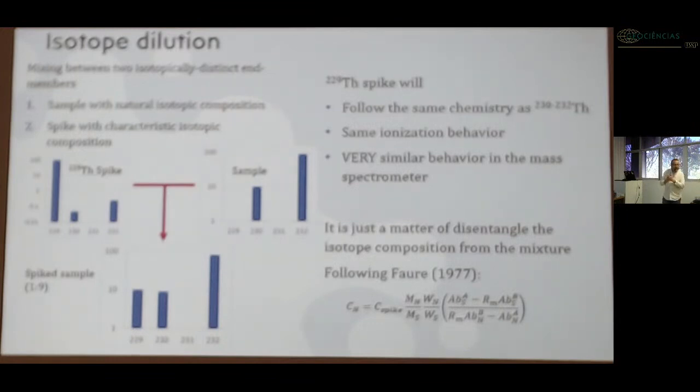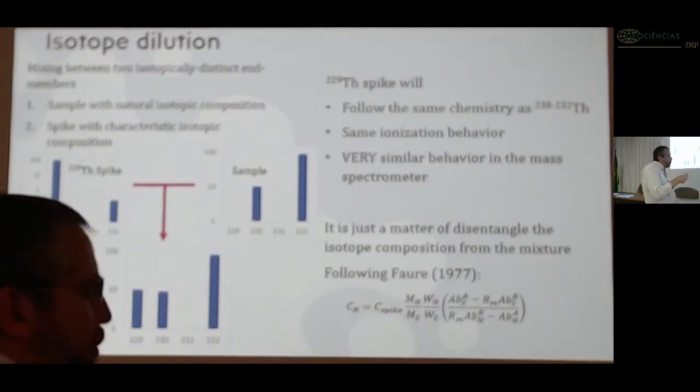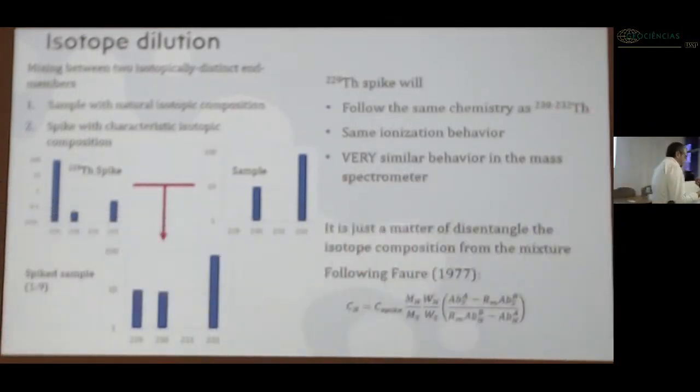Yes, we're getting a mixture of our spike with the sample, and because we have this spike at a very well-known concentration, we can actually know how much of this mixture belongs to the spike and how much belongs to the sample. The advantage of thorium-229 is that it will follow exactly the same chemistry as thorium-230. So if we lose a little bit because it stuck to the walls of the container or whatever, we're going to be losing thorium-230 in the same proportion as thorium-229.